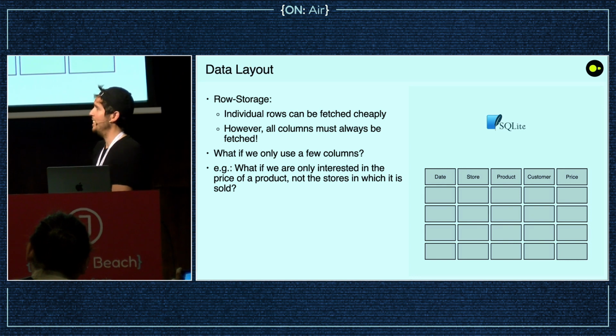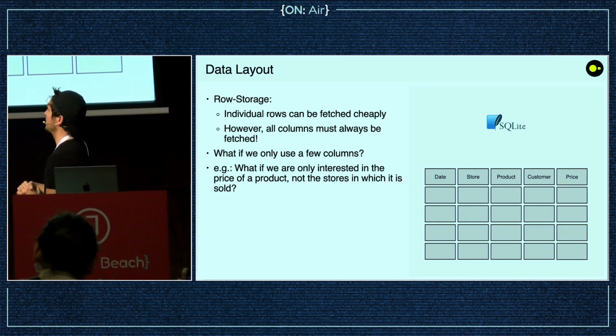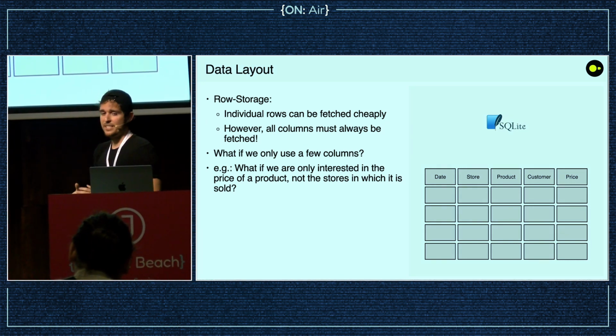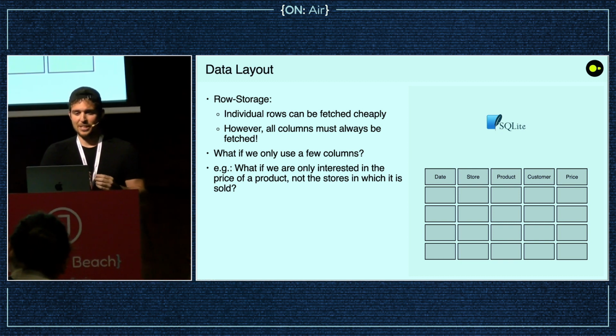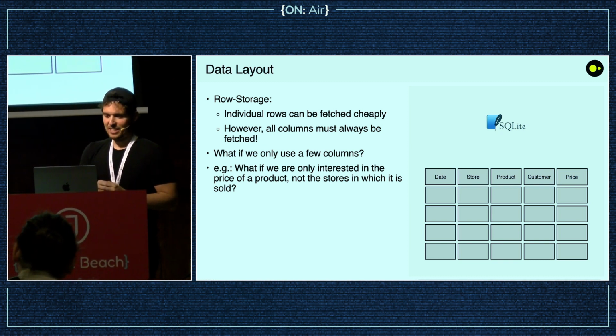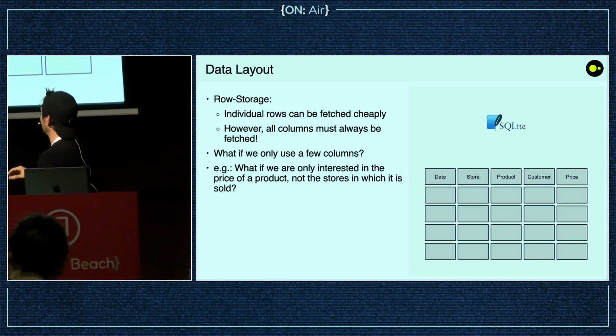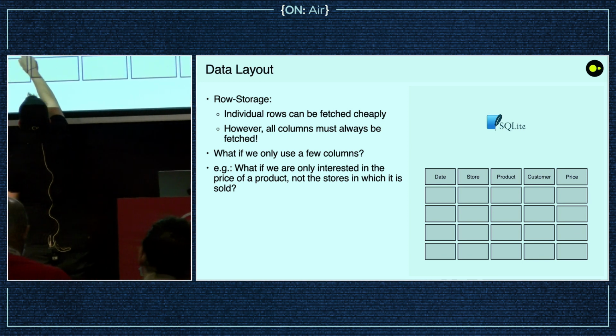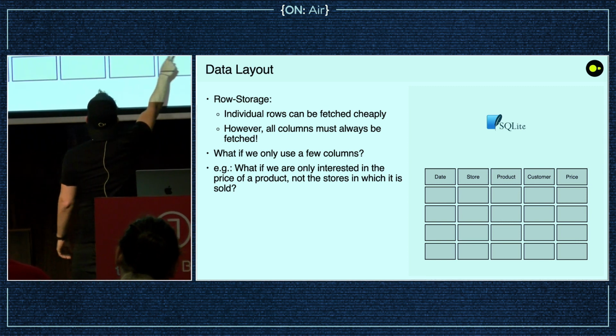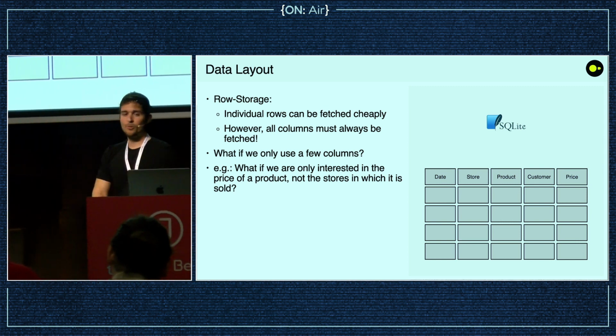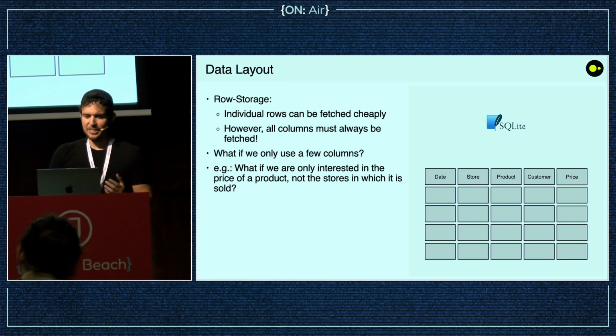So, SQLite, for example, the data layout is a row storage. It means that the rows can be fetched very cheaply. However, every time you fetch your data, you must fetch all the columns. The reason for that is that your data is actually stored like this in memory, contiguously by row.